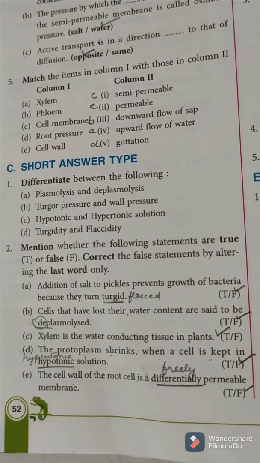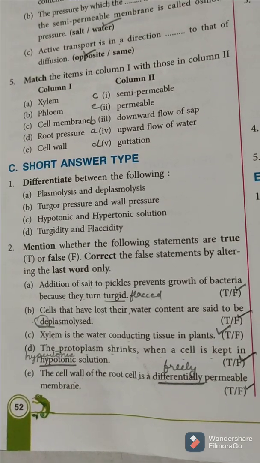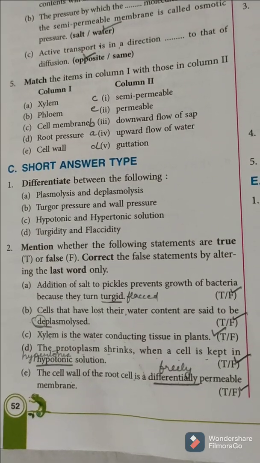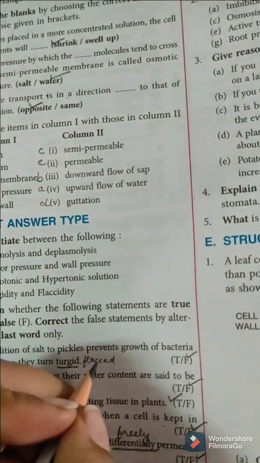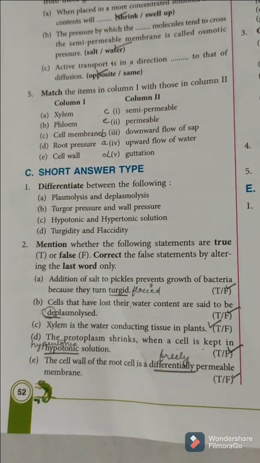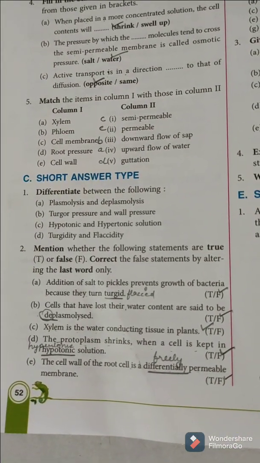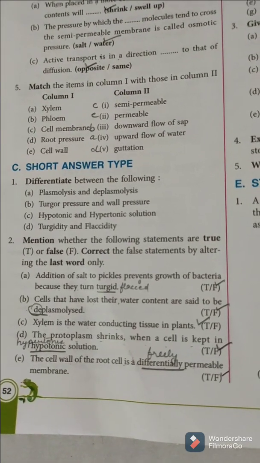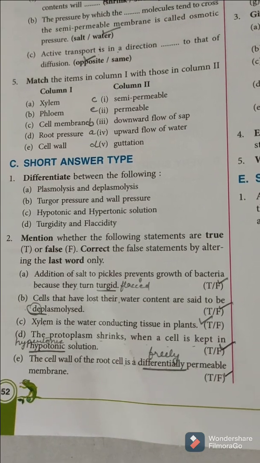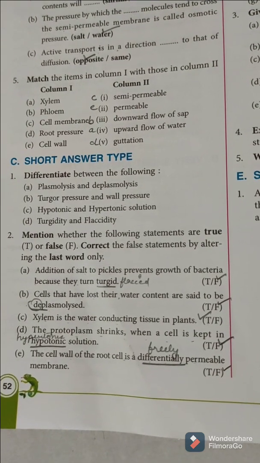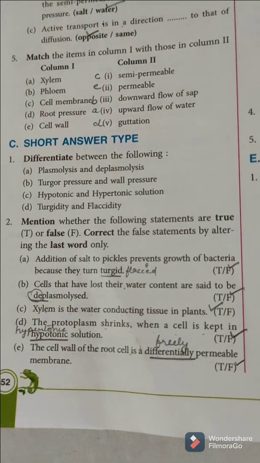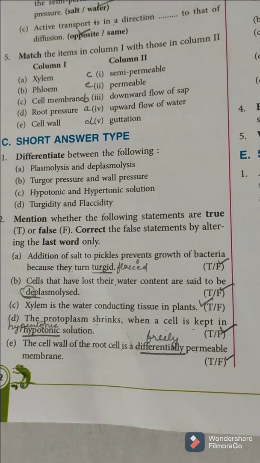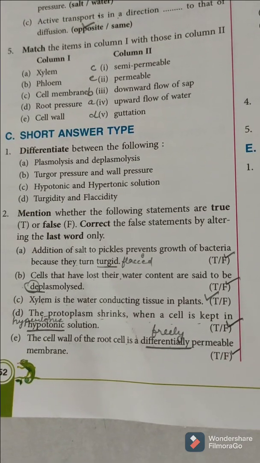Addition of salt to pickle prevents growth of bacteria because they turn turgid. This is false. They don't turn turgid, they become flaccid. Cells that have lost their water content are said to be deplasmolysed. Again false. When they lose water content, it is known as plasmolysed. Xylem is the water conducting tissue in plants. This is true. Protoplasm shrinks when a cell is kept in hypotonic solution. False. It is hypertonic.